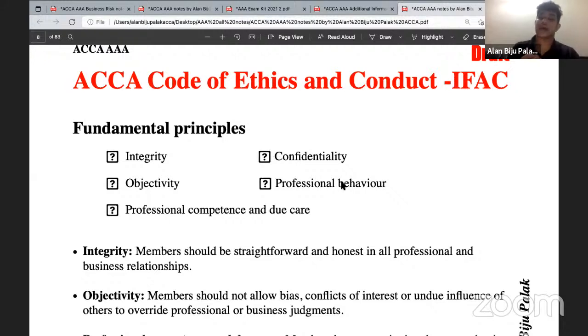Then objectivity means that you must not be biased. Your professional judgment should not be influenced by anyone else. Whatever judgments are being taken by the auditor should be the auditor's own judgment.